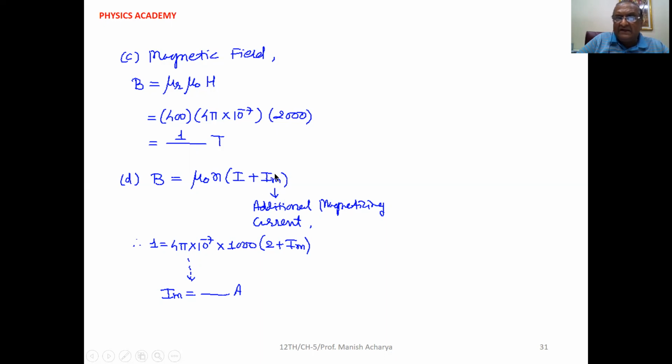Suppose the additional magnetizing current IM that we have to pass through the solenoid to get this resultant magnetic field of 1 Tesla. Now our equation turns to B equal to mu 0 N into I plus IM. So B is 1, mu 0 is 4 pi into 10 raised to minus 7, N is 1000, I is 2, and IM we have to calculate. If you solve this, your IM will be a large current, of the order of approximately, very close to 800 ampere. Clear to all of you?